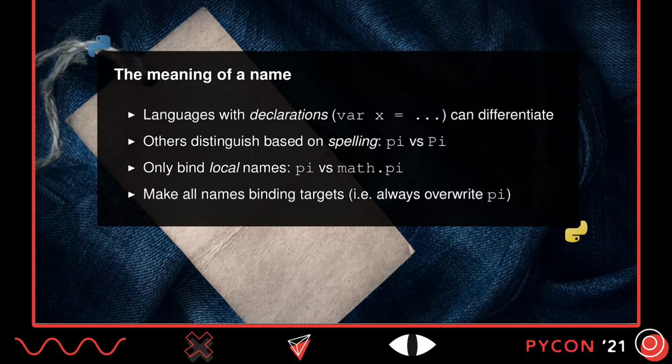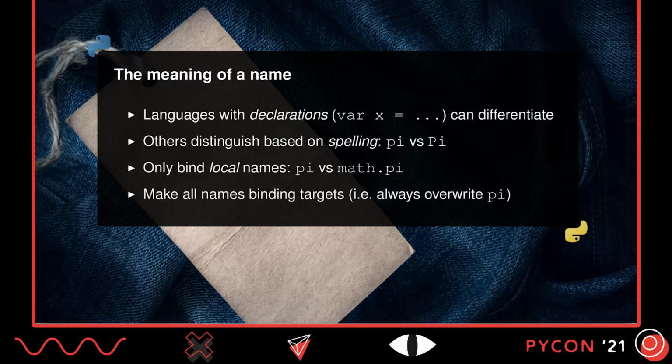Other languages distinguish based on a spelling. If we use an all lowercase pi, for instance, that means that we want to bind it to the value of x, whereas using a capital P in Pi means that we want to use the existing value and do a comparison instead.